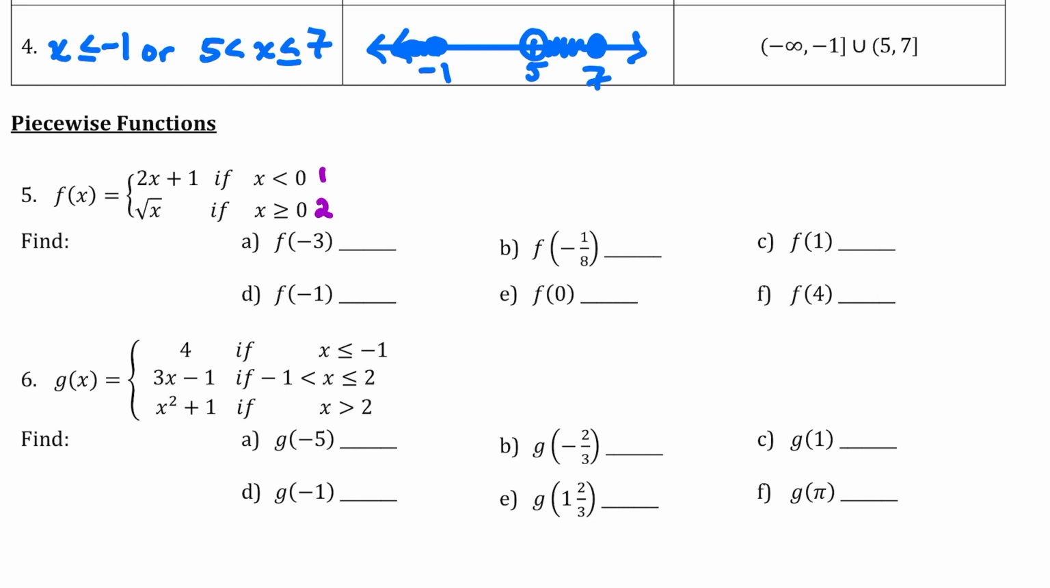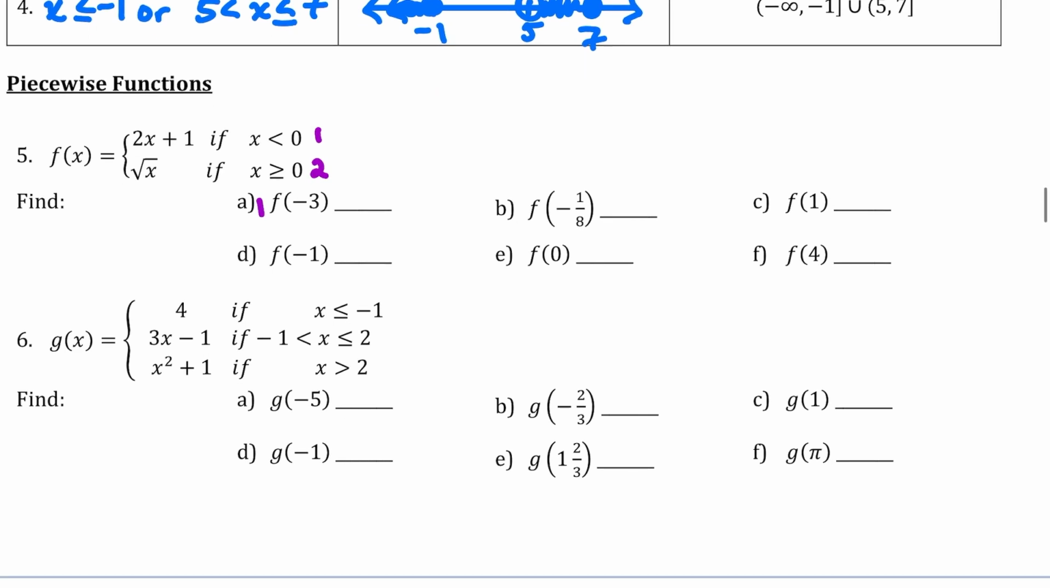Well, if we're talking about -3, it's less than 0, so that means we're going to use equation 1. And since d is right here, I'm just going to do part d. -1 is also less than 0, so I'm also going to plug that into the first equation. -1/8 is less than 0, so plug that into the first equation. 0. If you notice, 0 is included in both of those inequalities, but the second one is the only one that has or equal to 0. So I'm going to plug in 0 only into the second equation.